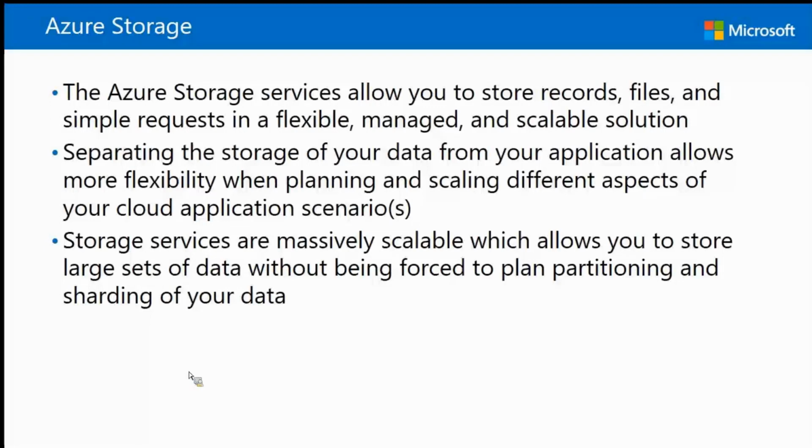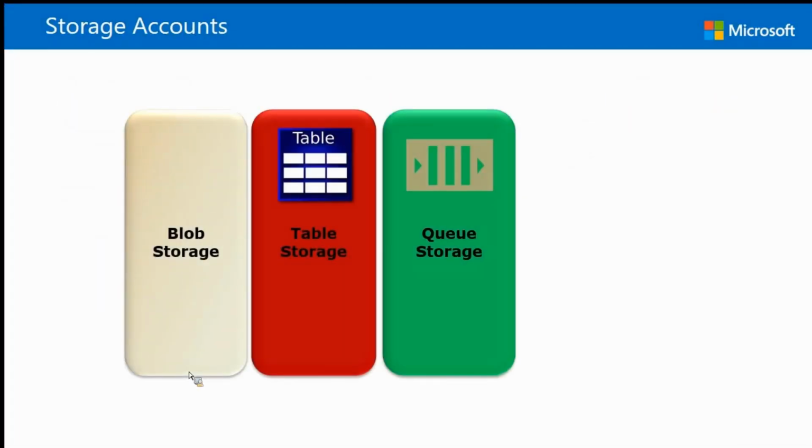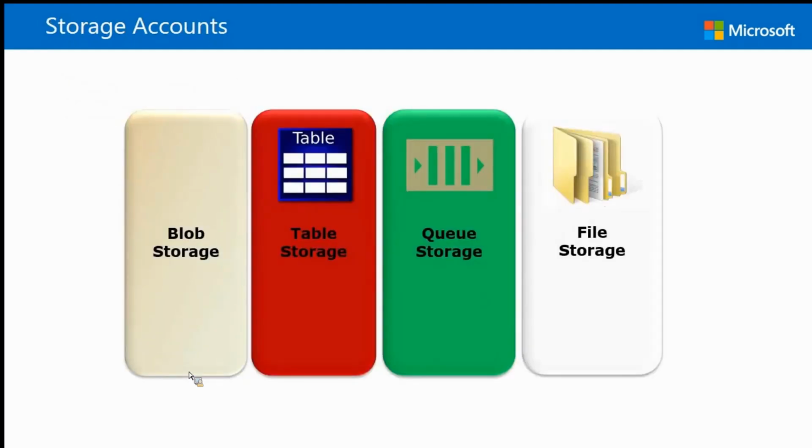There are basically two types of storage that we can deploy here. A general purpose account gives us 4 main types of services: blob storage is the first one, table storage, queue storage, and file storage. So when we pick general purpose, we receive all these 4 services. Let's take a quick overview of each of these individual services.